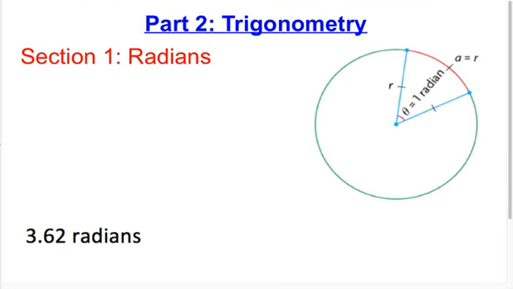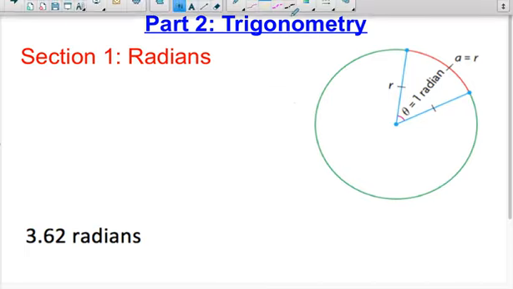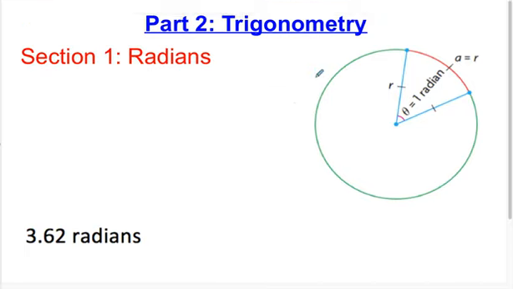So here's part 2 of the grade 12 advanced functions exam review. So in this section it's going to be all about trigonometry. And in the trigonometry unit you would have done everything not in degrees, but in radians in this course. So what is a radian?